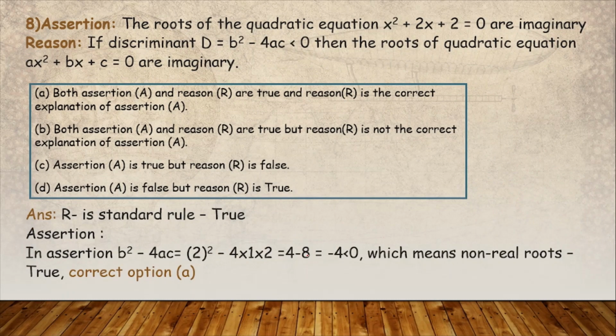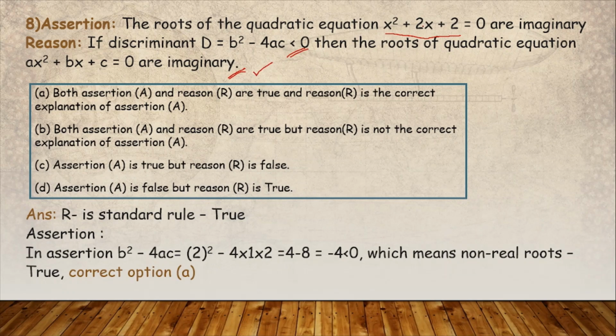Question 8. The roots of the quadratic equation x square plus 2x plus 2 equal to 0 are imaginary. They gave one quadratic equation and are telling that the roots are imaginary. Reason: if the discriminant b square minus 4ac is less than 0, then the roots of the quadratic equation are imaginary. Yes, this is the standard rule, so this is true.